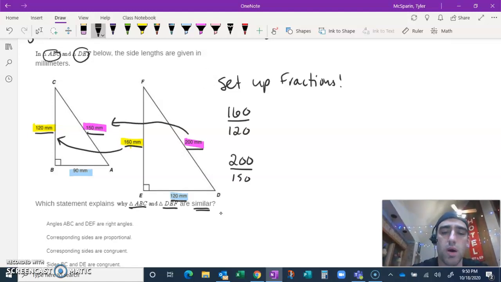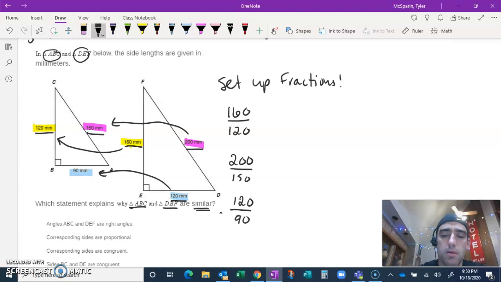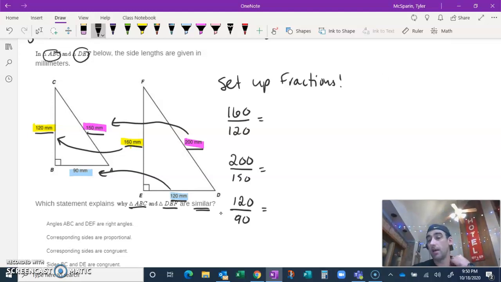120 divided by 90. Okay, now, if all of these fractions end up the same when I put them in the calculator, then they're proportional, and then they're also similar. So let's try it out. I'm going to grab the calculator.